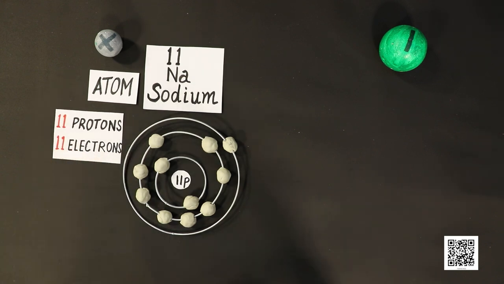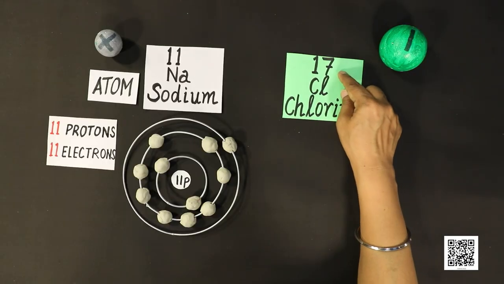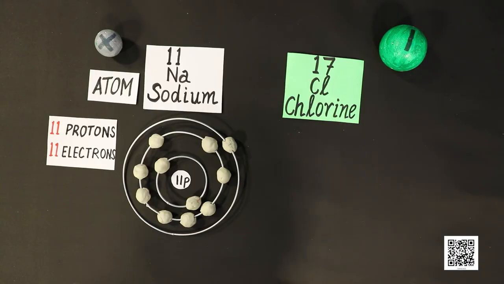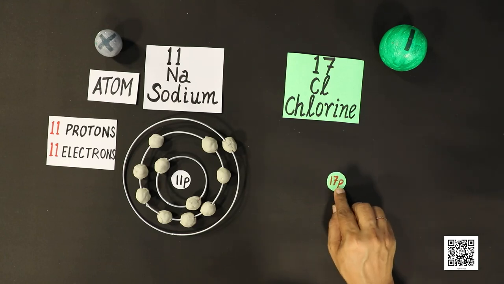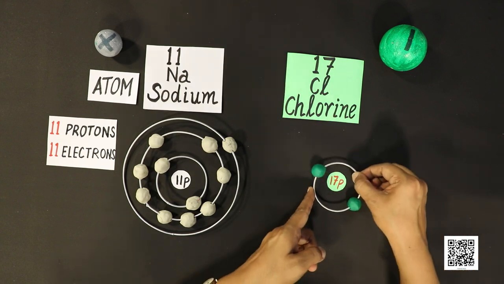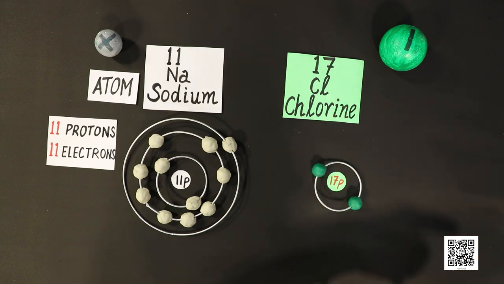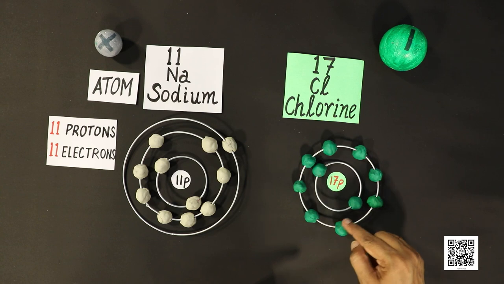Now let's see how the chlorine atom looks like. So what is the atomic number of chlorine? Well, it's 17. So we have to arrange 17 electrons around the nucleus. So here is the nucleus with 17 protons and the first shell with 2 electrons. And here comes the second shell. That is, this is K and L. Now in L, how many electrons are there? See, 1, 2, 3, 4, 5, 6, 7, 8.